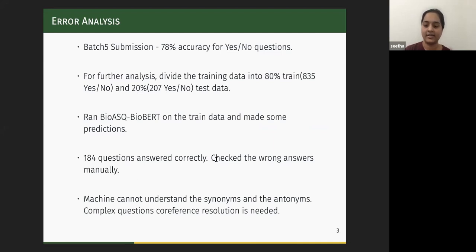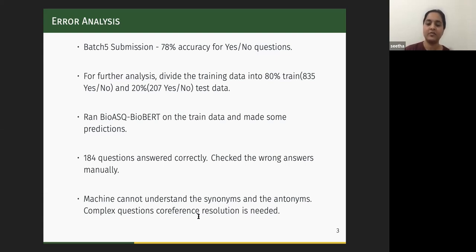were answered wrongly. We went through all these 23 questions manually and hypothesized that the machine cannot understand synonyms and antonyms, and that complex question co-reference resolution is needed. These are some of our hypotheses.